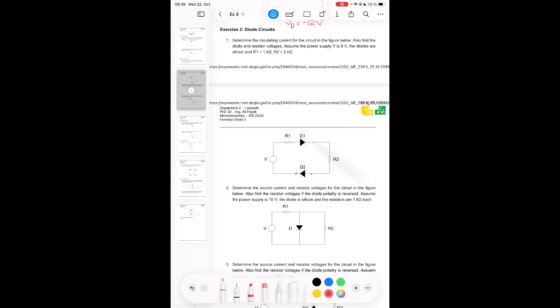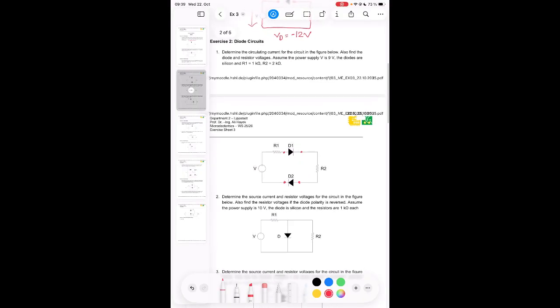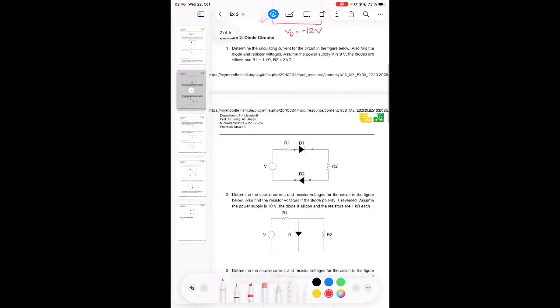What should I do here? So let's take constant voltage drop here. So 9 volt minus 1.4, divided by 3 50 ohms, for the circulating current. Why? Because both of the diodes are in the on position. Exactly. This is the first thing we need to think about.